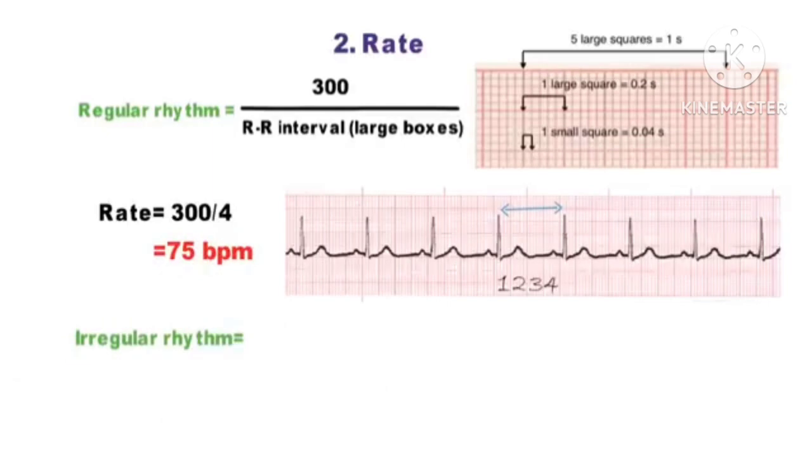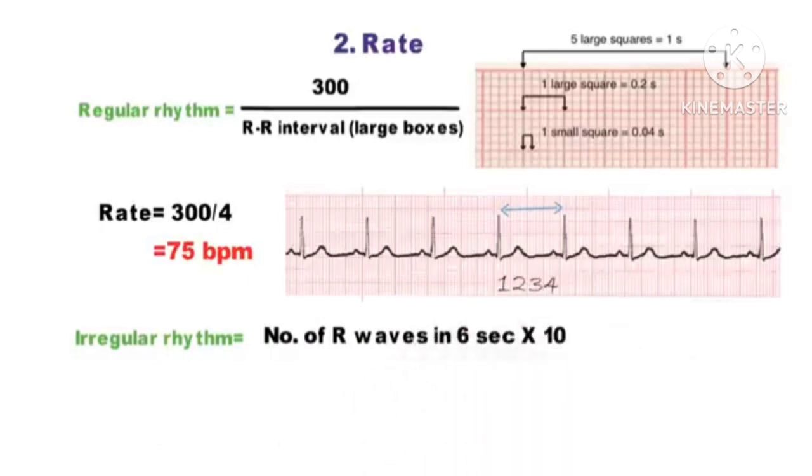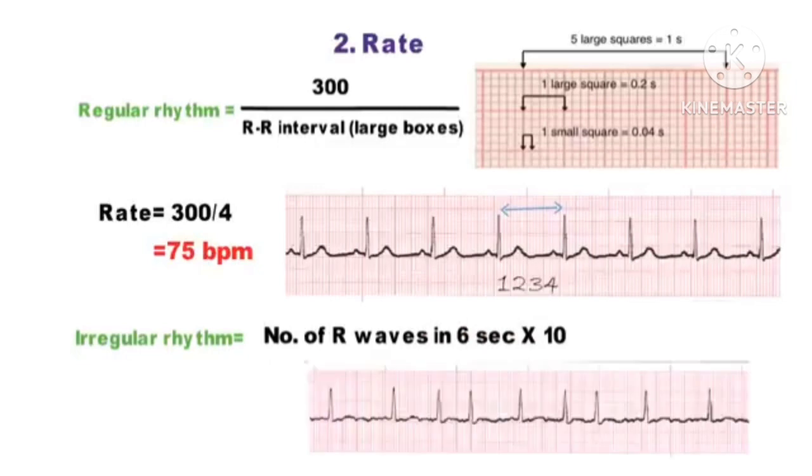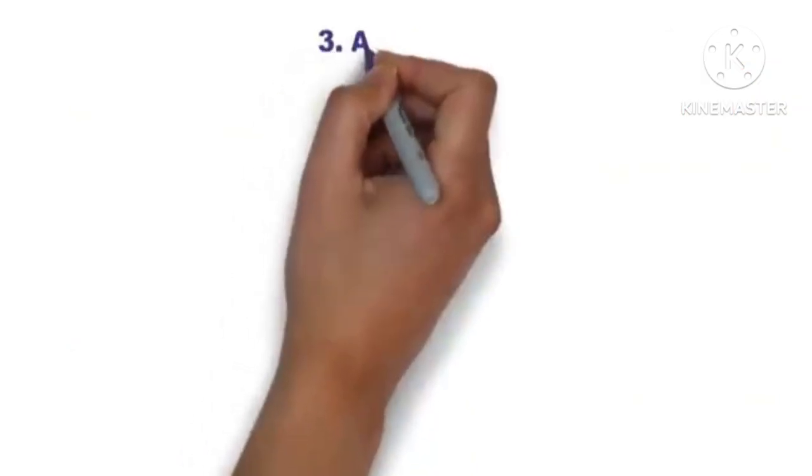But if the rhythm is irregular on ECG, as in atrial fibrillation, rate is calculated by number of R waves in 6 seconds multiplied by 10 so as to get rate per minute. So in this ECG strip, there are 9 R waves or 9 QRS complexes. So the rate comes out to be 90 beats per minute. So 300 divided by RR interval formula is valid only if the rhythm is regular. That is why we should first see the rhythm and then should calculate the rate accordingly.